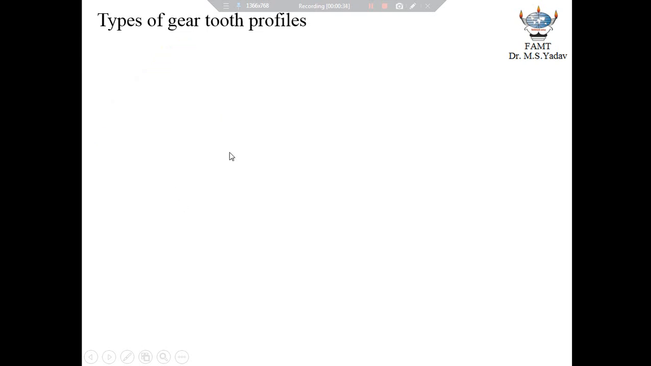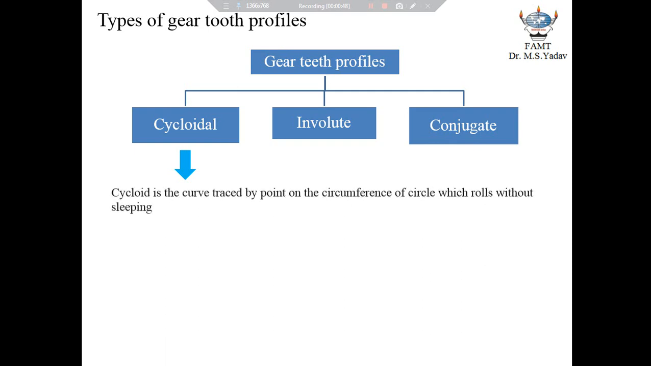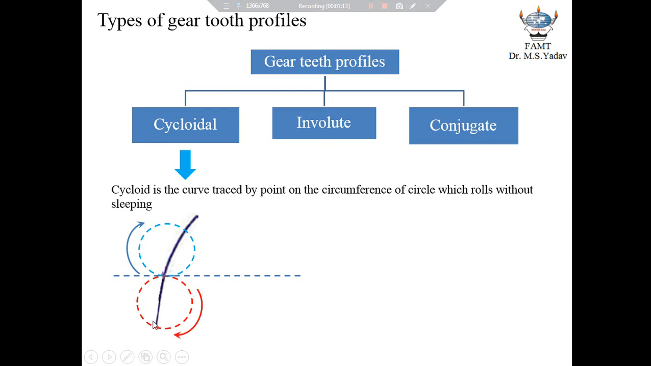There are three different types of gear tooth profiles: cycloidal, involute and conjugate. Let's talk about cycloidal gear tooth profile first. We know cycloid is a curve traced by a point on the circumference of a circle which rolls without slipping. So if you consider a disc rolling on a flat surface like this, then this curve will be a cycloidal curve. Similarly, if the same disc is rolling on the other side of the flat surface like this, then it will generate one more cycloidal curve.